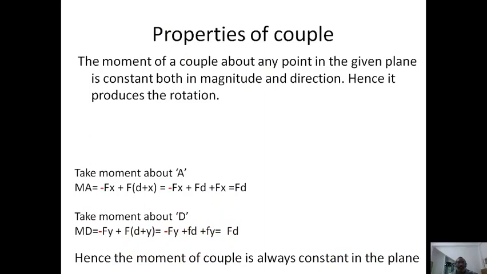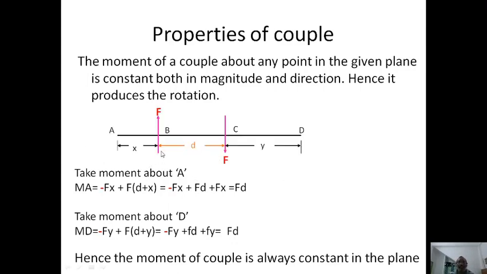to understand better. Right? Coming to the next topic, that is properties of couple. We have elaborately discussed the 6 properties of the couple, among which in this session I want to concentrate on one of the important properties of couple, that is the moment of a couple about any point in the given plane is constant both in magnitude and direction. Hence it produces the rotation. So we will see that explanation with the help of this sketch.